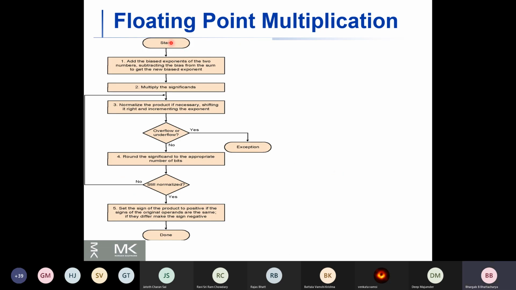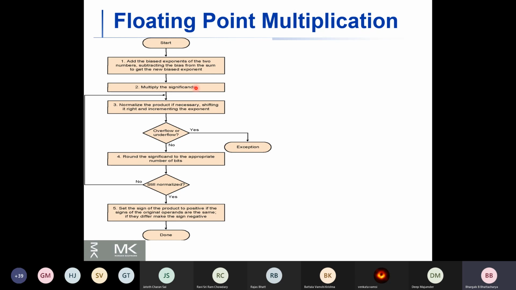So first of all, let me tell you the overall flow. You start here, add the biased exponents of the two numbers, subtracting the bias from the sum to get the new biased exponent. You subtract the bias because when you add the biased exponents, you add 127 twice, so you subtract one bias to get the actual biased exponent of the product term.